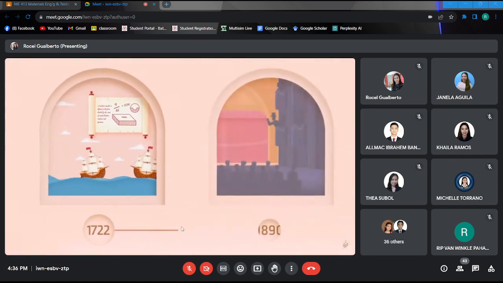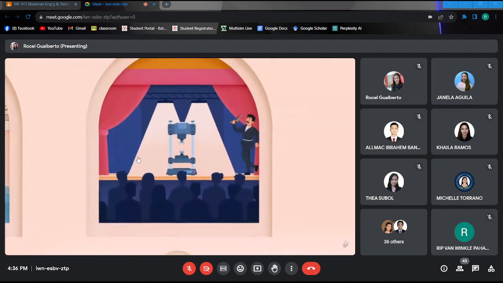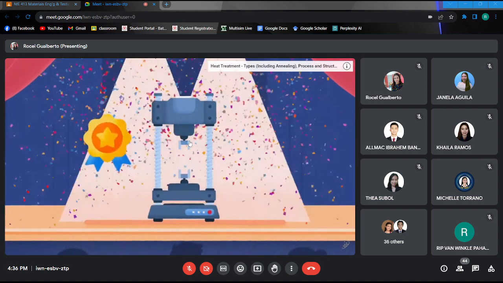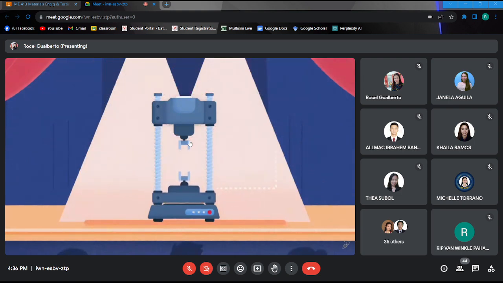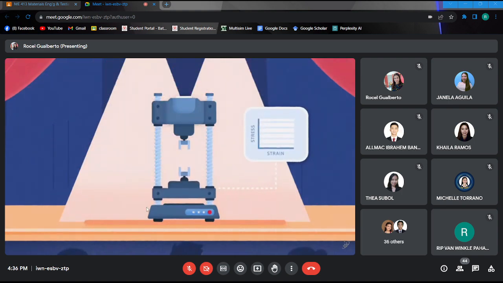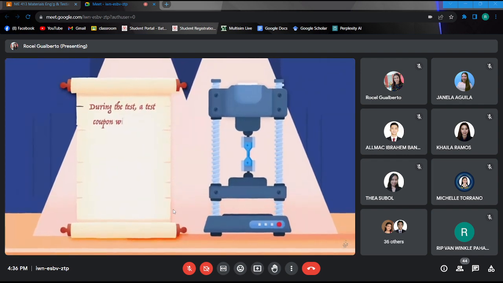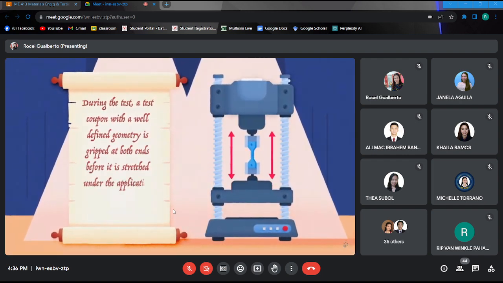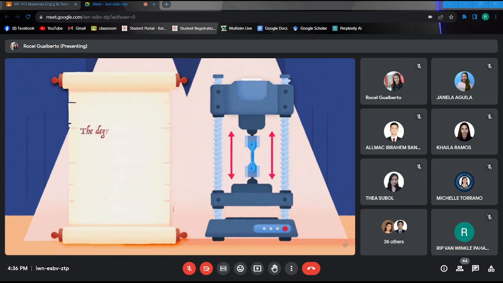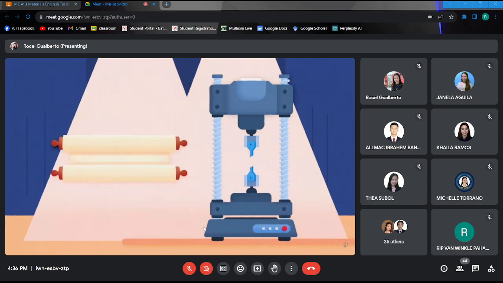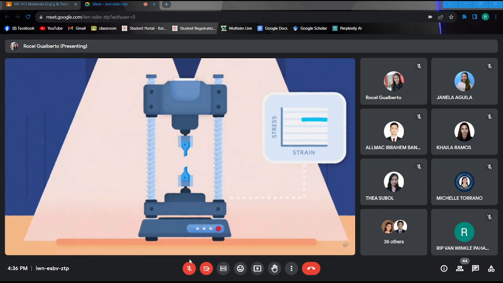At around 1890, late in the 19th century, early tensile test machines started to become available. The tensile test has remained since then the gold standard in mechanical testing, and it continues to be the go-to method for measuring stress-strain curves. During the test, a test coupon with a well-defined geometry is gripped at both ends before it is stretched under the application of a measured axial force. The degree to which the test coupon elongates is also continuously monitored, and when the test finishes, the measured forces and displacements can be converted to stresses and strains, such that the stress-strain curve can be obtained and analyzed.